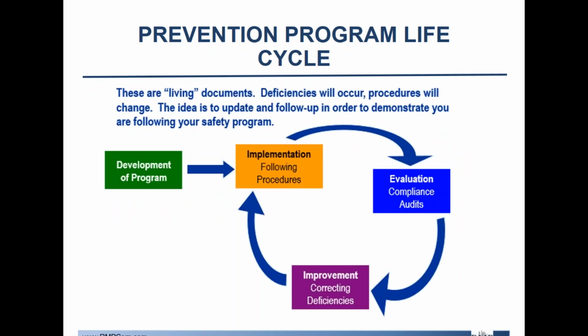Now, the life cycle of a prevention program. I've mentioned this again multiple times. These are living documents. Deficiencies occur. I've never been to a facility and not found a deficiency. It's normal. You will never have a perfect program, but you want to strive to have as perfect a program as possible. You develop the program, you implement it, follow the procedure, you evaluate through the compliance audit, and you improve the program. That's what the compliance audits are there for. That's why you have them. It's a living program, and you need to update it as you go.